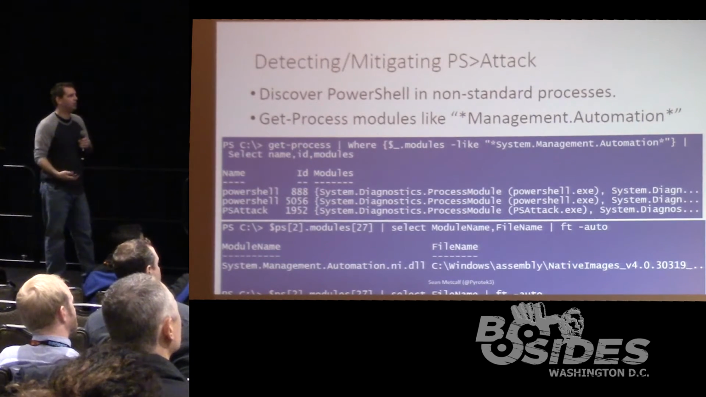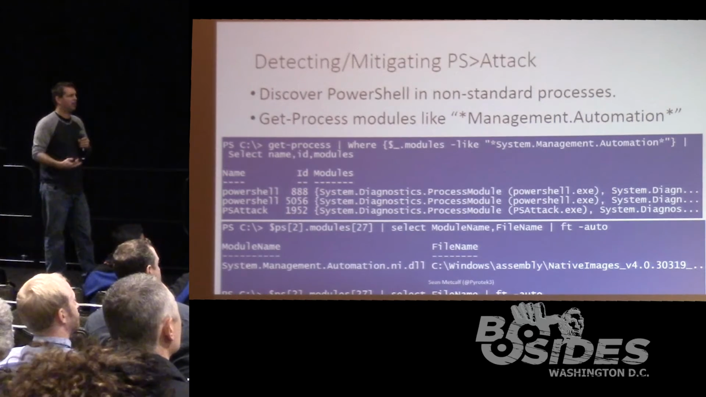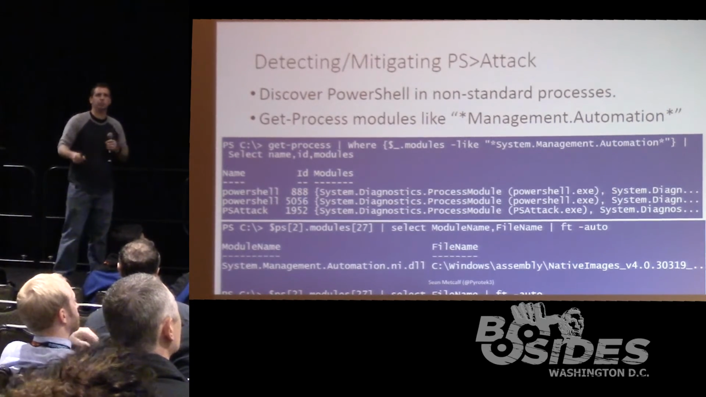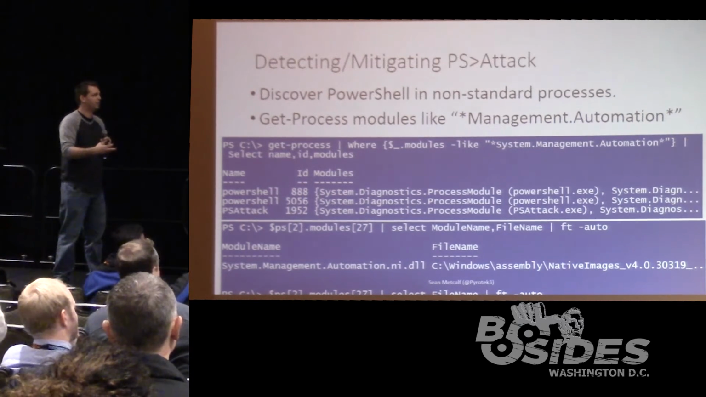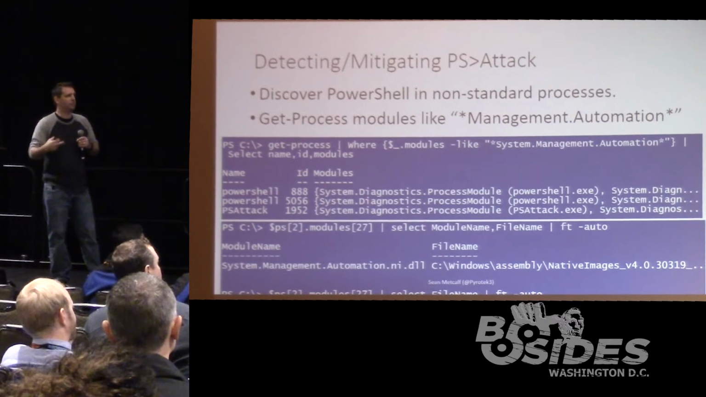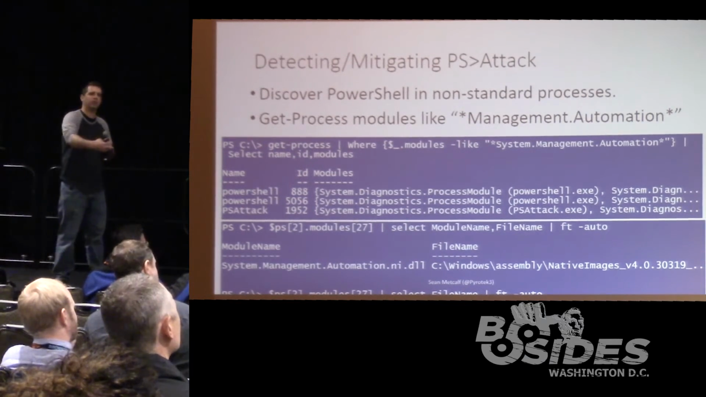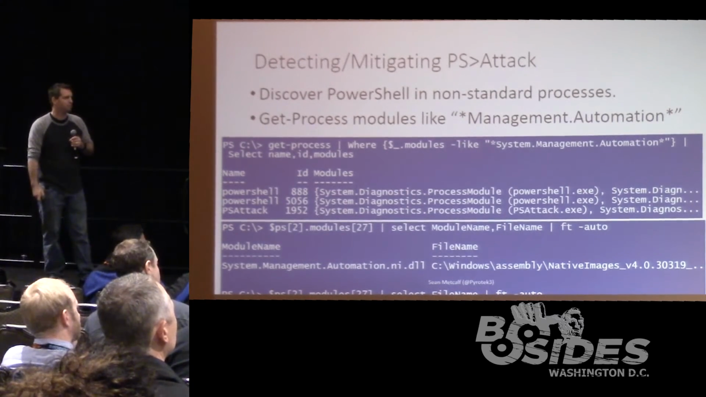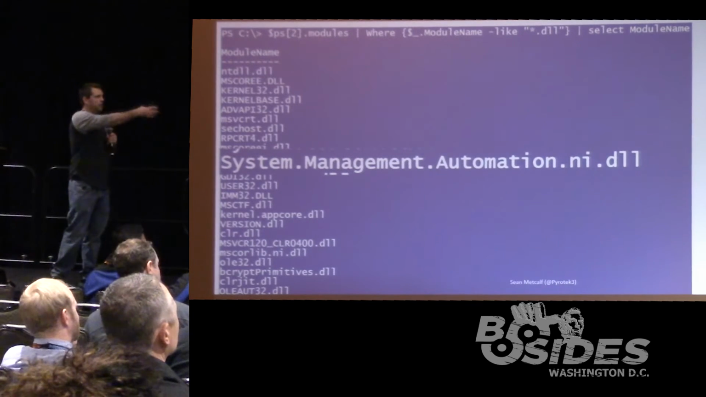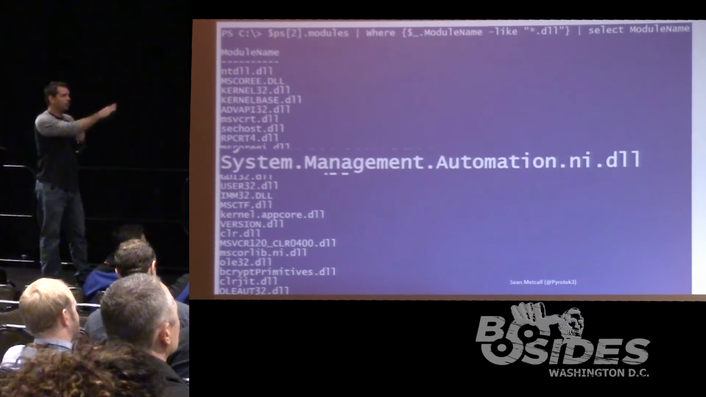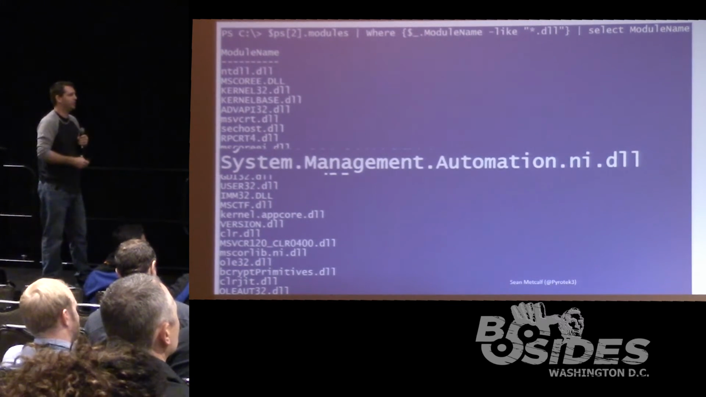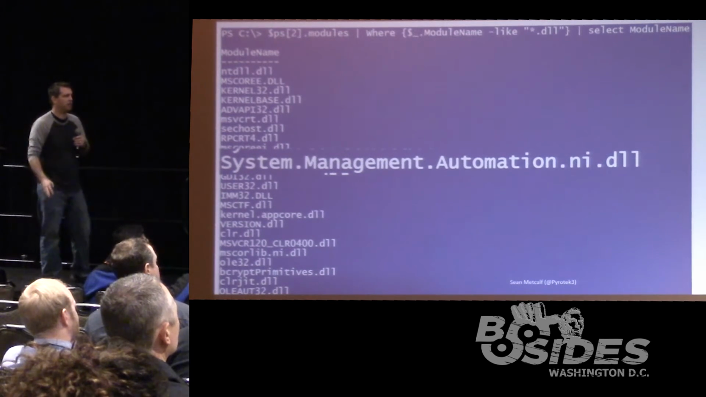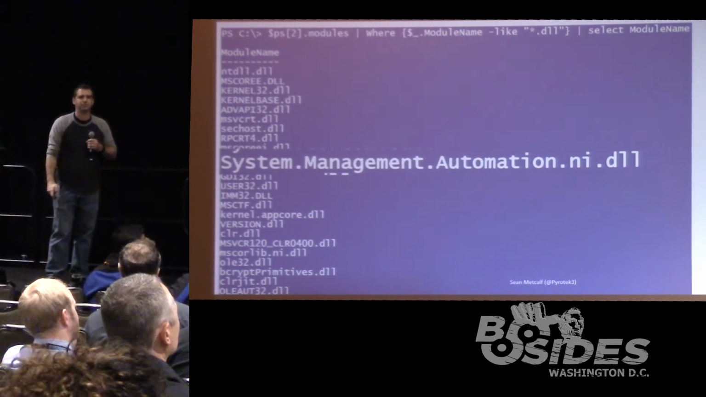And as I dug into it, and also with some help from Carlos Perez, I realized that we could look for PowerShell on non-standard processes. So we can do Get-Process and pipe it and look for System.Management.Automation, because that is the DLL that's called by those executables to run PowerShell outside of PowerShell.exe. If we dig in a little bit more, we can see all of the modules that it's calling. So kernel32, again, pretty interesting, but System.Management.Automation.ni.dll.